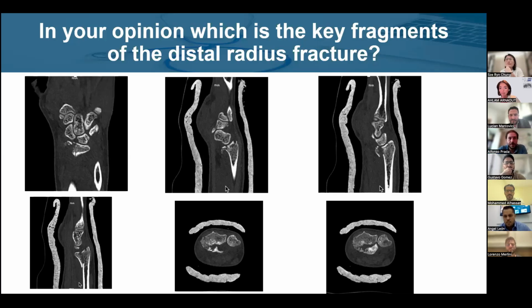We have also on the market the ulnar fragment-specific plates. We don't have any plate for the radial side. Does anyone have a fragment-specific plate for the radial side? I need the opinion of the panelists, because we have this problem.